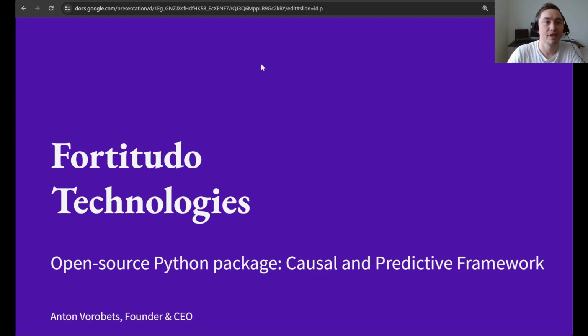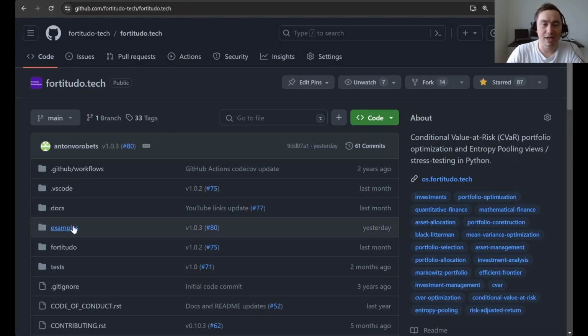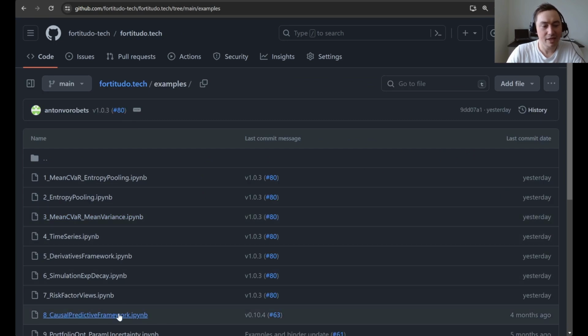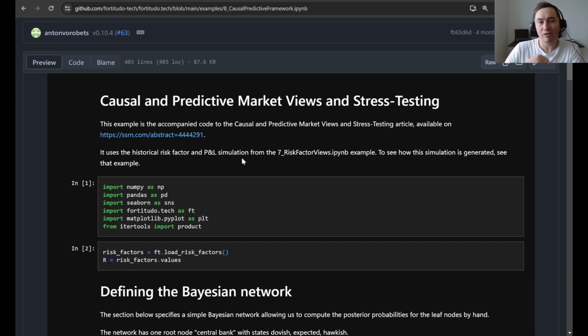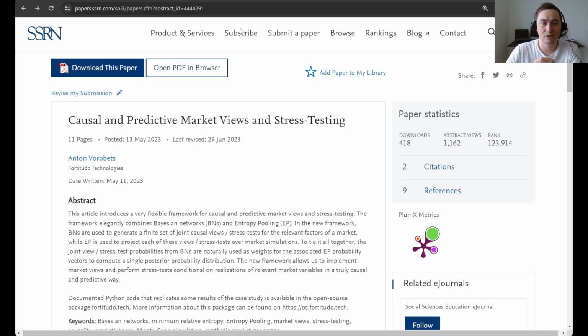it further. So as always, we start at the front page of the repository and navigate to examples. And here you can see that example number 8 is called Causal and Predictive Framework, and this is the one that we'll be going through. But first, let's start by just exploring the article for this code. It's called Causal and Predictive Market Views and Stress Testing, and if you just open it here in our browser, then we can go through some of the sections.